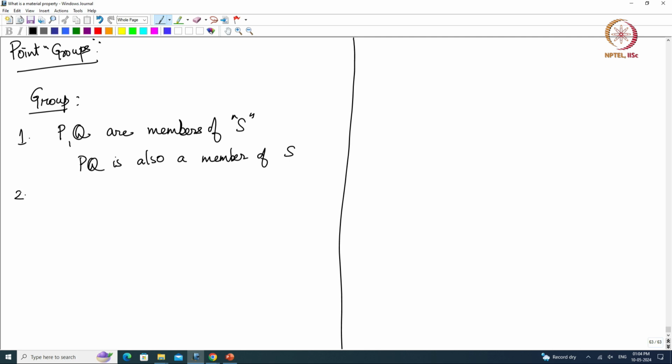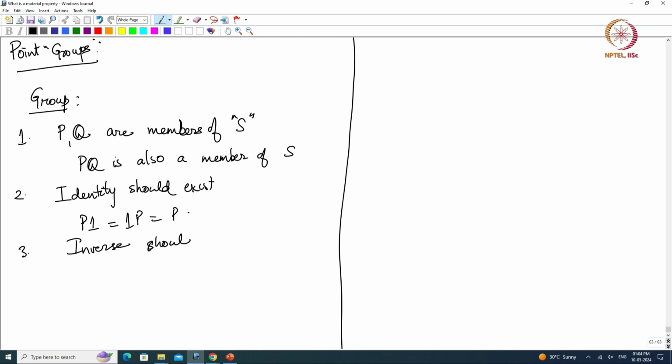Then a group should have an identity, or in other words P times 1 should be equal to 1 times P, that is equal to P. So that is an identity operation. Now a group should also have an inverse. So in other words, if there is P, there should be a P inverse such that P times P inverse is your identity 1.